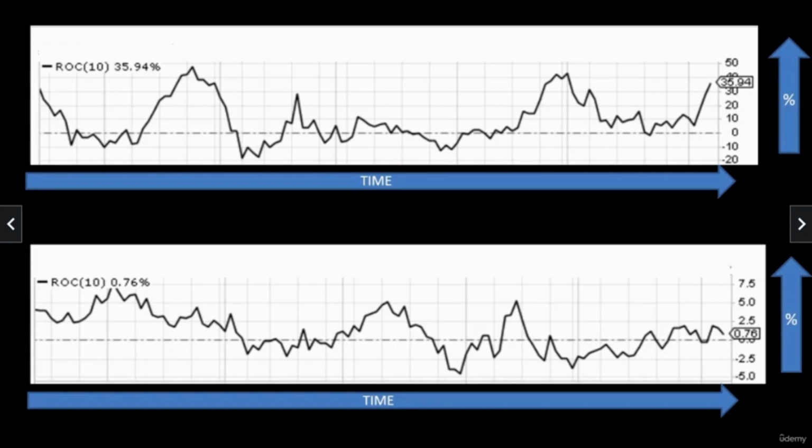So if we looked at Tesla there on the top, it's at 35.94%. And then we're using, as you see in the upper left where it says, a rate of change, or ROC. So as I was mentioning, that might be what you will find on your trading software. We have it over 10 periods, which is a standard for momentum.